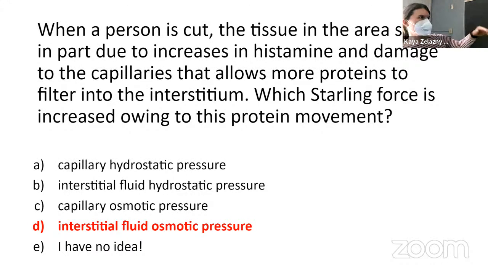This is an example that we just ran over. So if you cut yourself, tissue in the area swelling, you're releasing histamine in response to this damage. And that means we have more proteins moving out of the blood into the interstitial fluid. So this is going to increase the osmotic pressure of the interstitial fluid because those proteins are pulling water towards them. That's what's causing the swelling when you get cut.